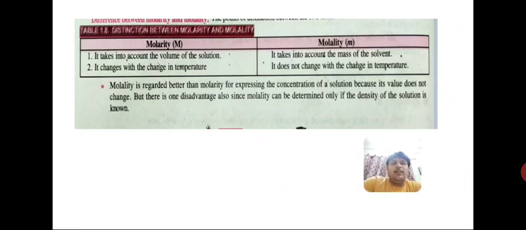Now this is the point of difference between molarity and molality. Okay students, molarity changes with the change in temperature because it depends upon the volume, and molality does not change with the change in temperature. Molality is regarded as better than molarity for expressing the concentration of a solution because its value does not change. But there is one disadvantage also, since molality can be determined only if the density of the solution is known. Okay students, so this is the difference between molarity and molality.